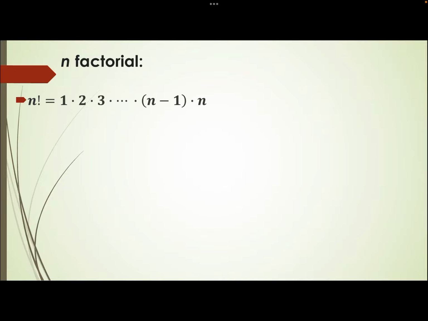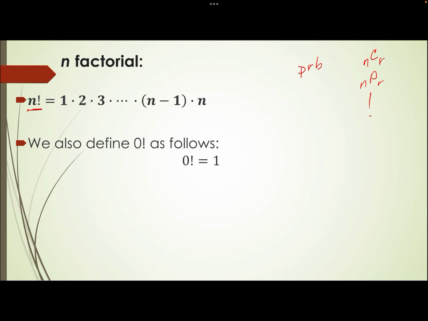Now, your book talks about n factorial, so there's a button on your calculator that says PRB. And when you open up that menu, it says NCR, NPR, and that exclamation point, which means factorial. Factorial just means, 5 factorial would be 5 times 4 times 3 times 2 times 1. And 0 factorial is 1, just like 1 to the 0 is 1.